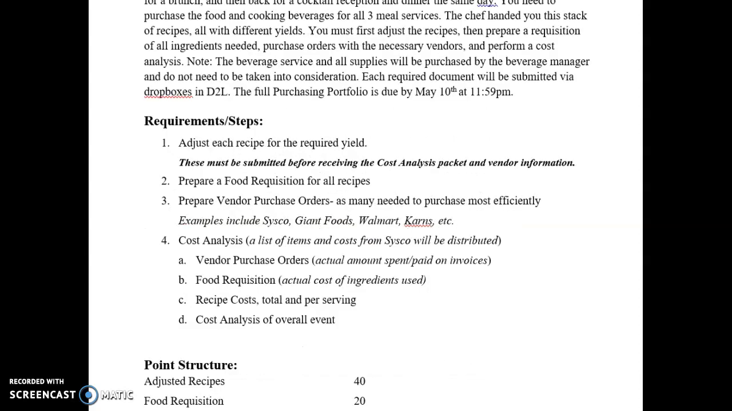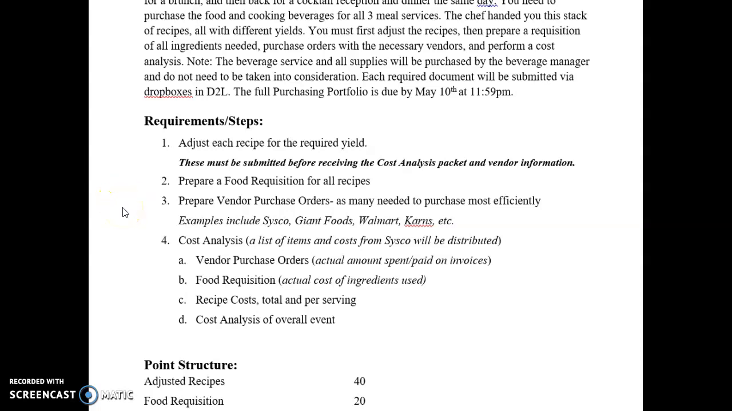Let's overview these requirements, and know that I will include a video specifically on each one of these in the future. The first requirement here is to adjust each recipe for the required yield. These must be submitted before receiving the cost analysis packet and vendor information, otherwise known as a Sysco pricing guide. Next, you must prepare a food requisition for all recipes.